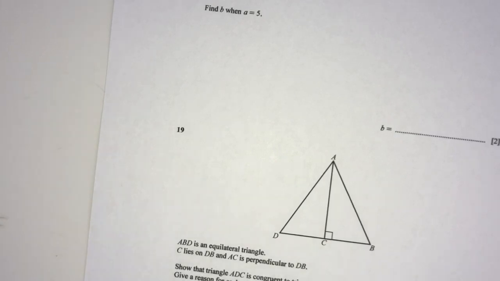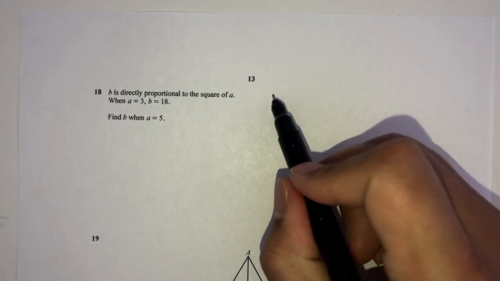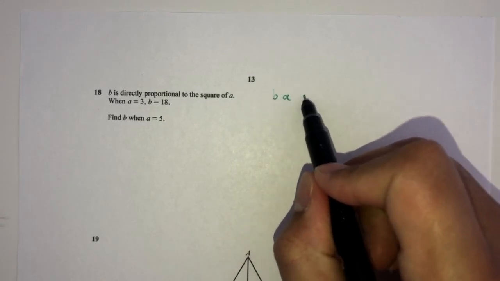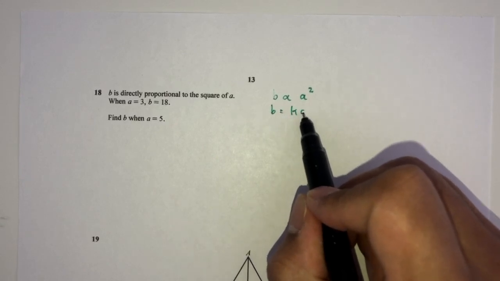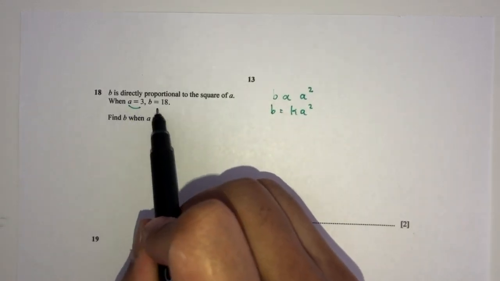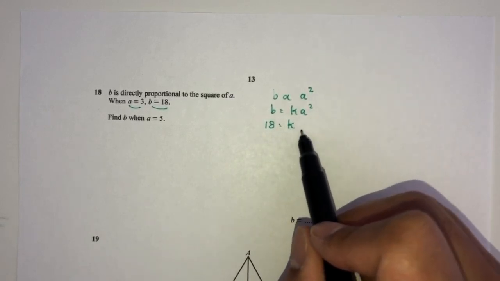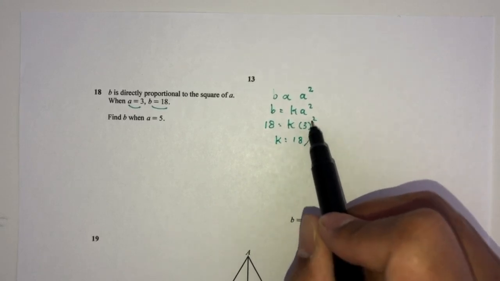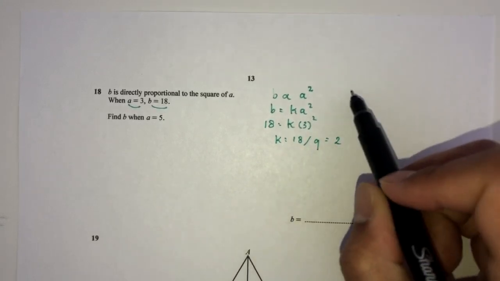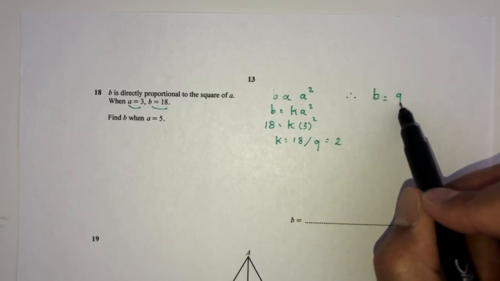Now let's move on to question number 18. Here we have B is directly proportional to the square of A, so B is equal to K A squared. When A is 3, B is 18, so 18 equals K times 3 squared. So K is 18 divided by 9, that will be 2. Now we know the value of K. Replace back in your main equation: B is equal to 2A squared.